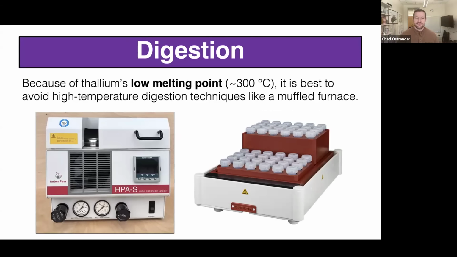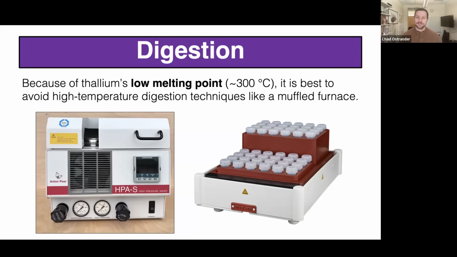For digestion techniques, it's worth knowing that thallium has a relatively low melting point on the order of about 300 C, and so it's best to avoid high temperature digestion techniques. For those of you who use a muffle furnace, for example, to cook off organic matter, that is a problematic technique for thallium if you bake at the typical temperatures, 500 C plus, that those methods usually call for. You can lose your thallium, especially in really organic rich samples.